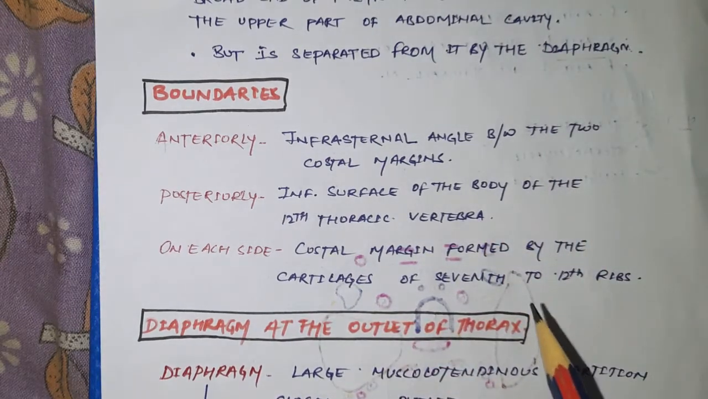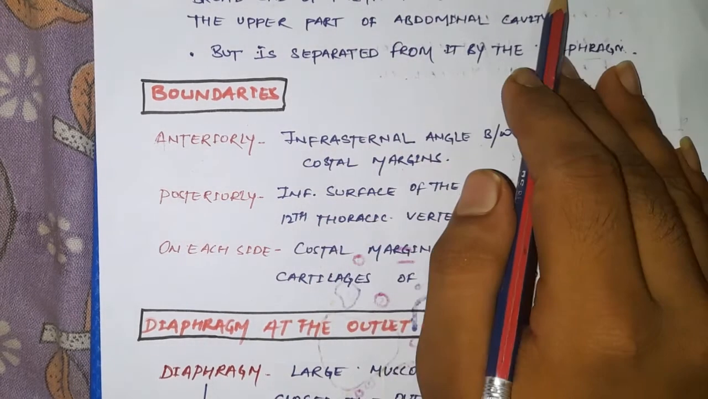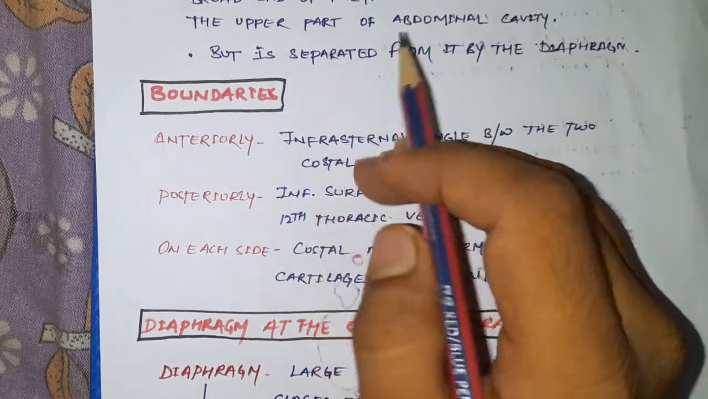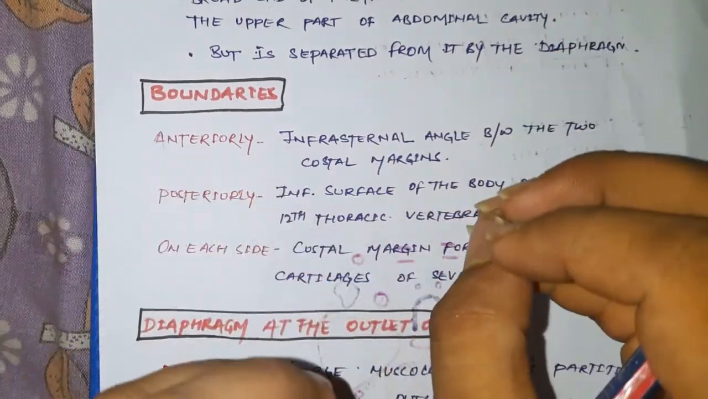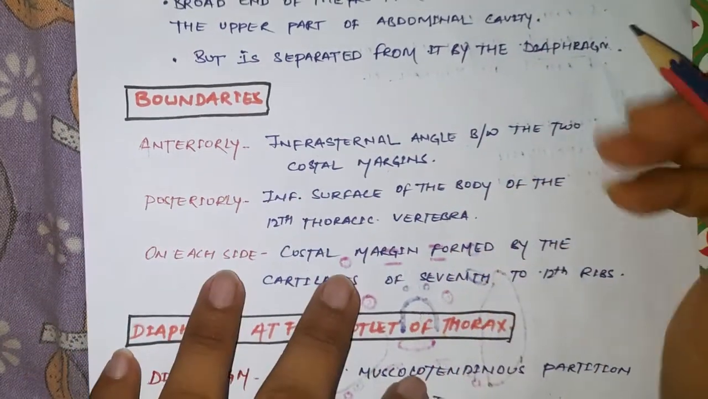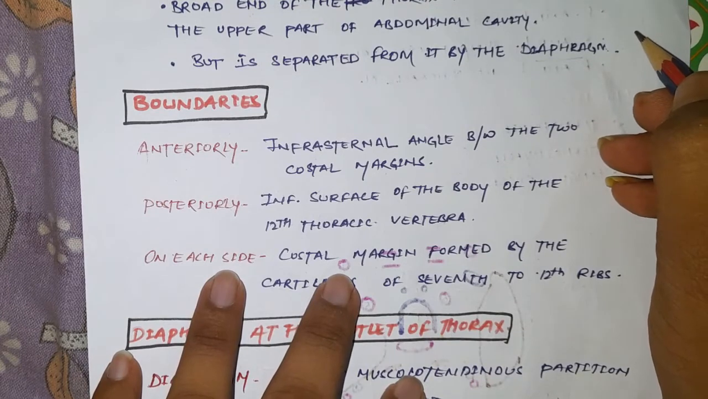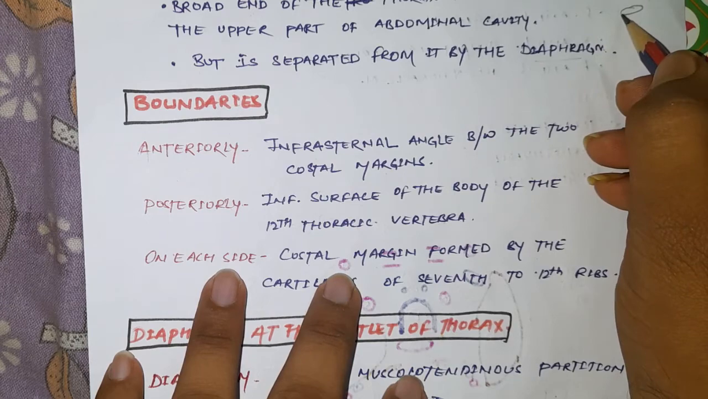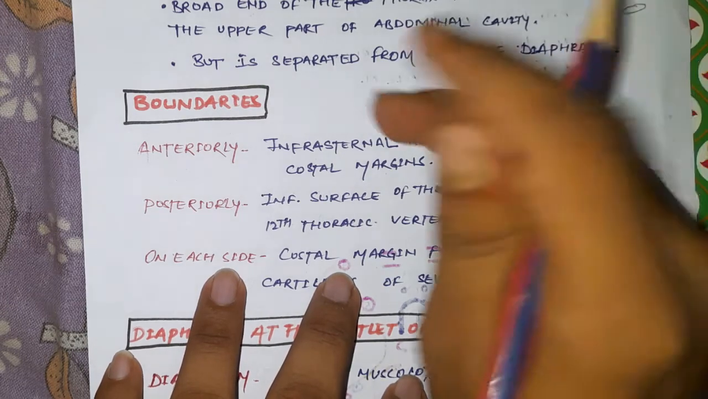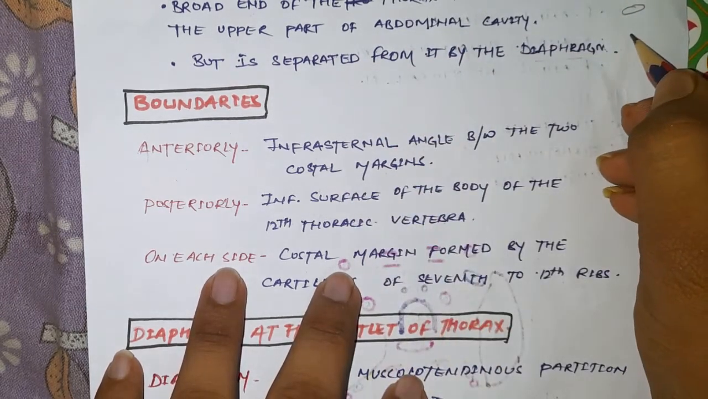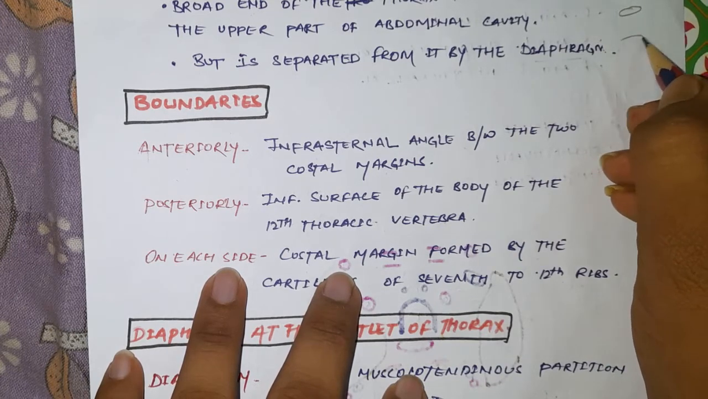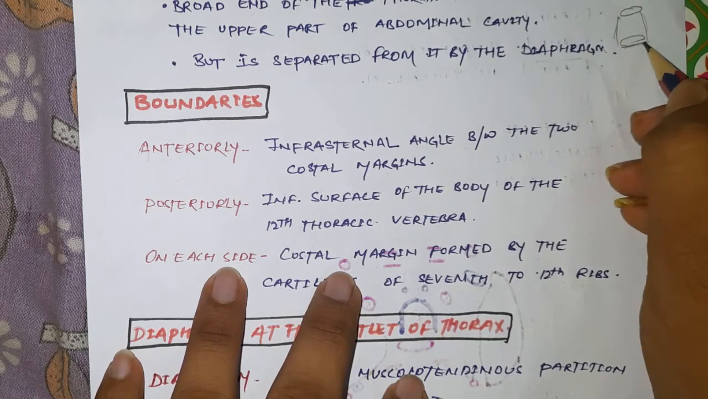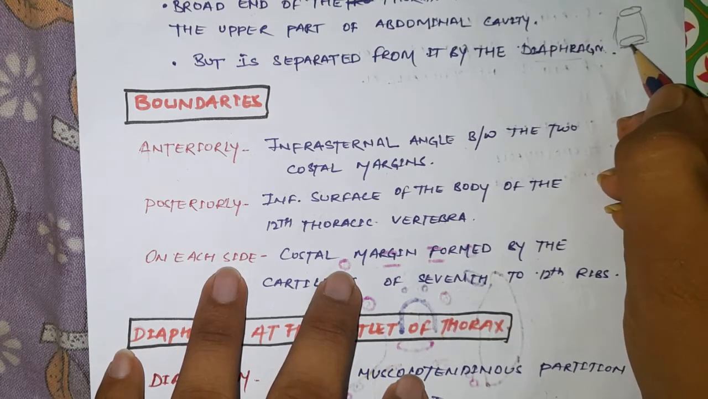I am Pradeep. Today we are going to study the inferior aperture of the thorax. The inferior aperture is the broad end of the thorax. As we studied in the previous lecture, the upper part is the superior aperture. The inferior aperture is present at the bottom of the thorax.